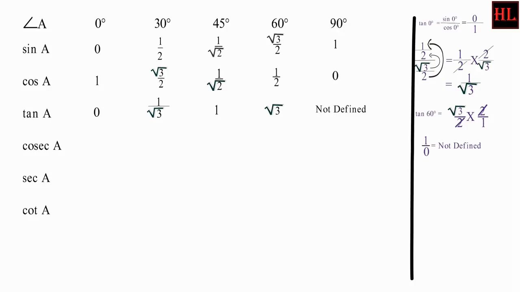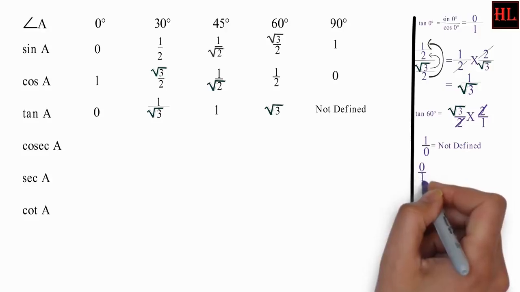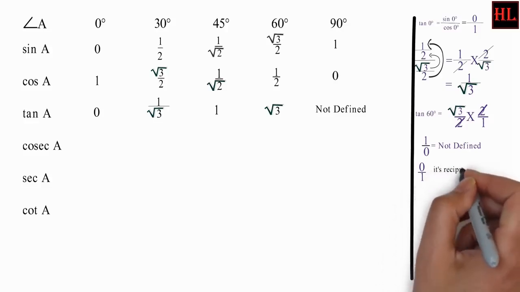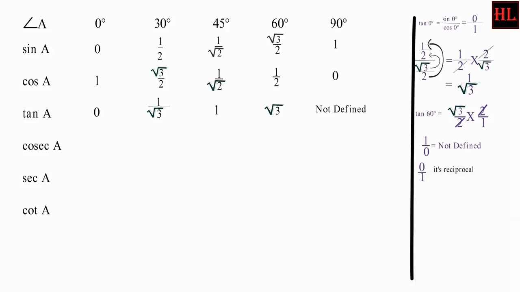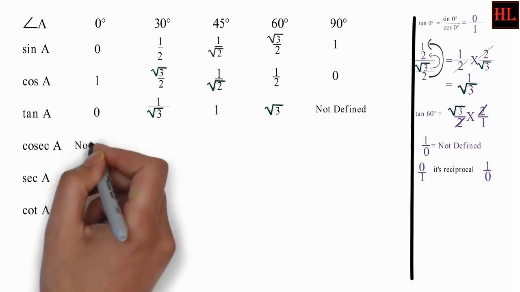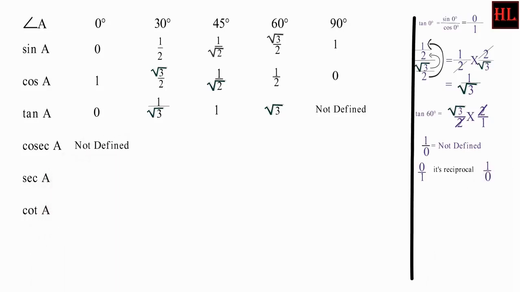For cosec, we'll take the reciprocal of corresponding values of sine. For example, for cosec 0, we'll take the reciprocal of sine 0. Sine 0 is 0 and it can be interpreted as 0 by 1. Its reciprocal will be 1 divided by 0. And as we know, 1 by 0 is not defined. Therefore, cosec 0 will be not defined.